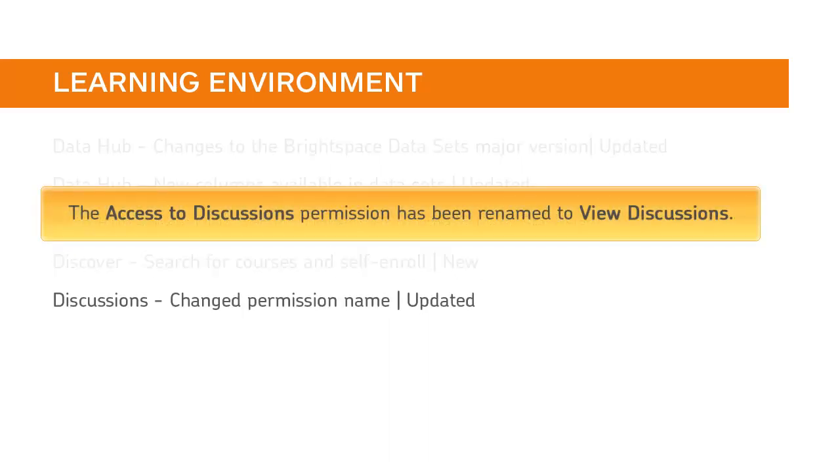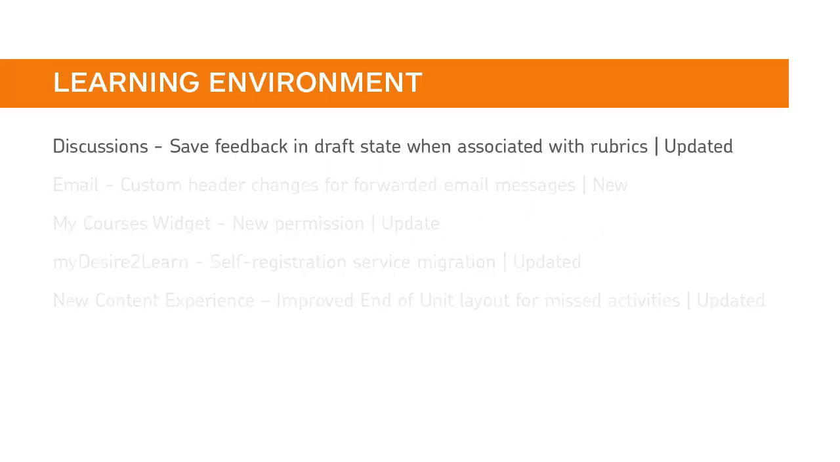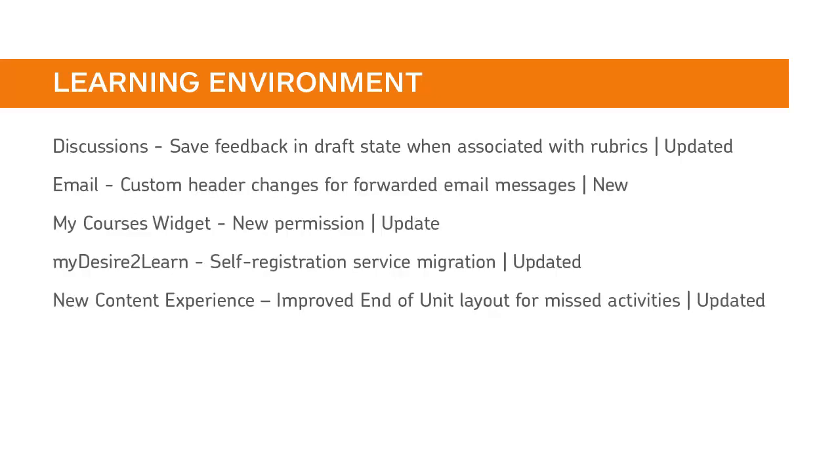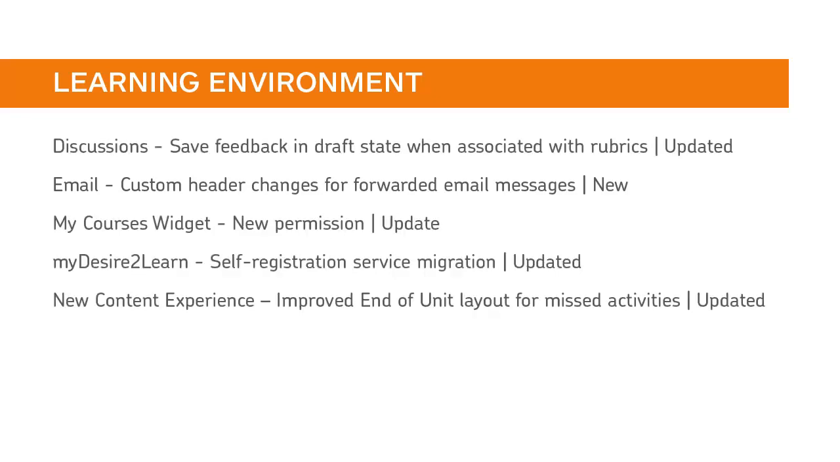The Access to Discussions permission has been renamed to View Discussions. No functionality has changed, and all user roles that have this permission will maintain their permission. Your instructors now have the option to save discussion feedback in draft state for discussions associated with rubrics. Changes have been made to email headers to align with the DMARC mail standard. For more information, review the release notes.